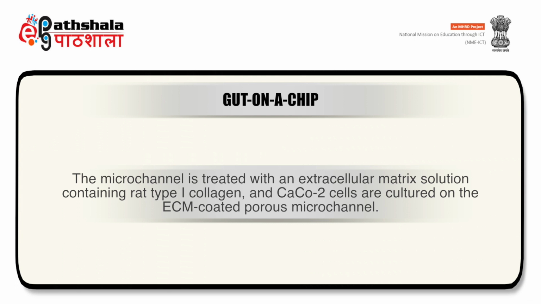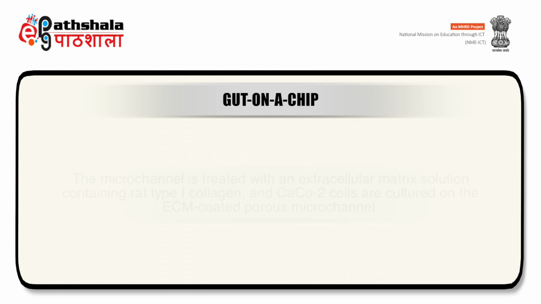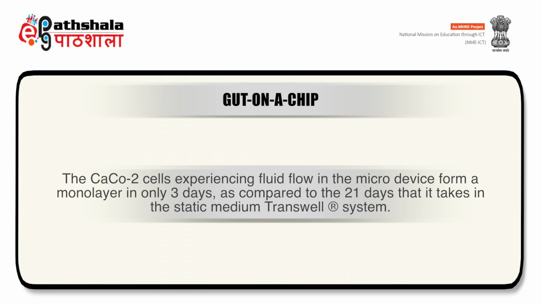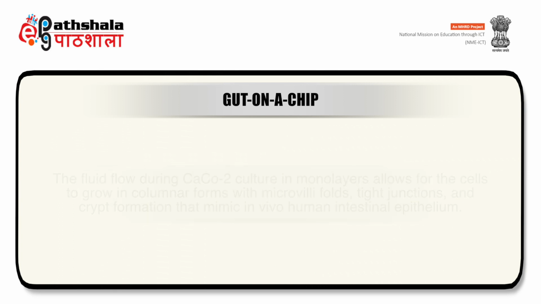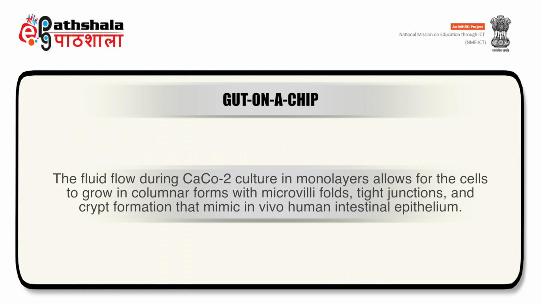and Caco-2 cells are cultured on the ECM coated porous microchannel. The Caco-2 cells experiencing fluid flow in the microdevice form a monolayer in only 3 days as compared to the 21 days that is taken in the static medium transwell system. The fluid flow during Caco-2 culture allows the cells to grow in columnar form with microvilli, tight junctions and crypt formation that mimic in vivo human intestinal epithelium.